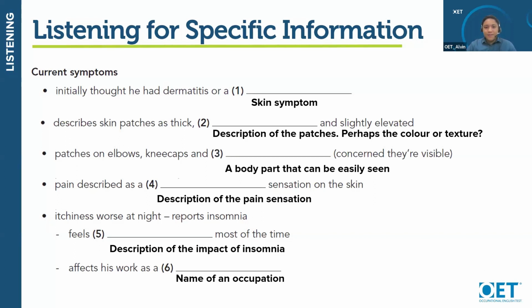10 seconds. Time's up. So let me help you with the answers. So for number 1, initially thought he had dermatitis or a fungal infection. So if you remember, Nigel McNess said fungal infection, and he described skin patches as thick, red, and slightly elevated. So this is a description of the patches.